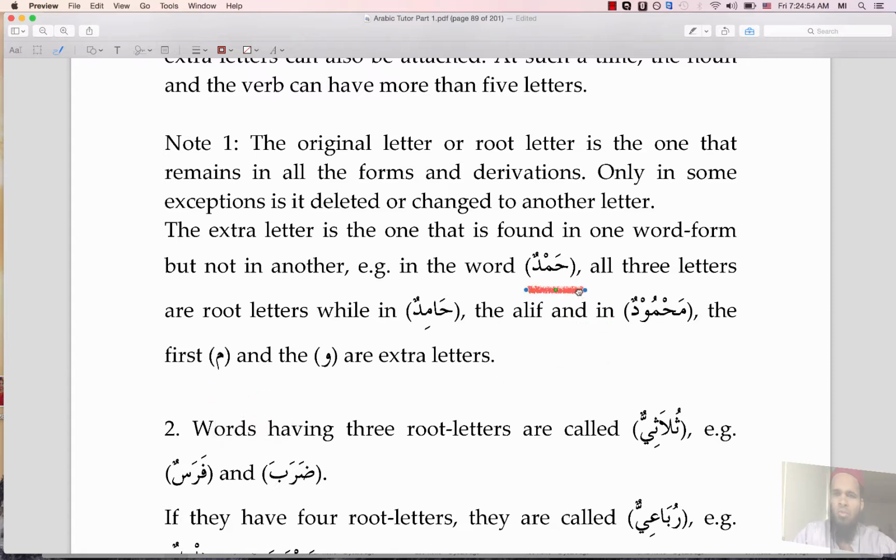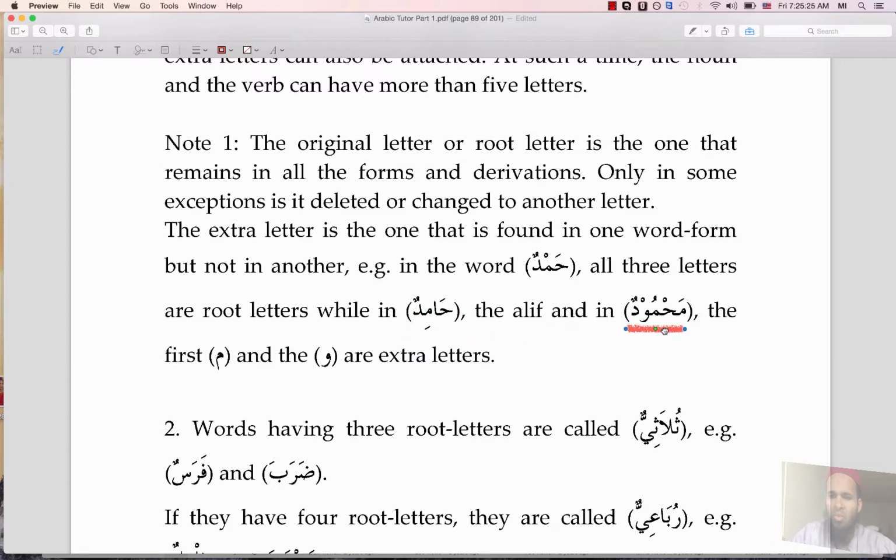So hamdun is in the form of fa'ala, let's say. So ha is fa kalma, mim is ain kalma, and dal is lam kalma. In hamidun, we have ha, alif, mim, and dal. So it's 4 letters. Among these 4 letters, we could take the form of fa'ilun. Fa is ha, ain is mim, and lam is dal. So there's an extra alif, that's the extra letter.